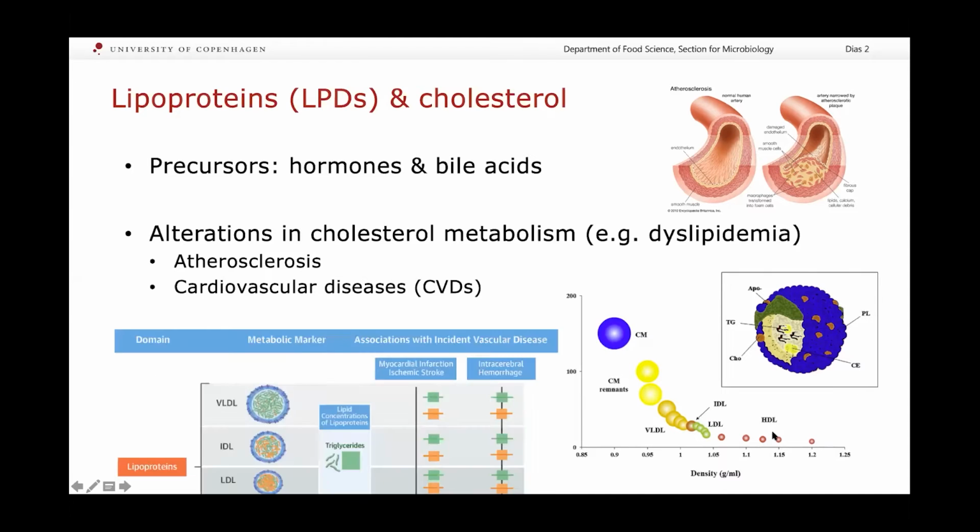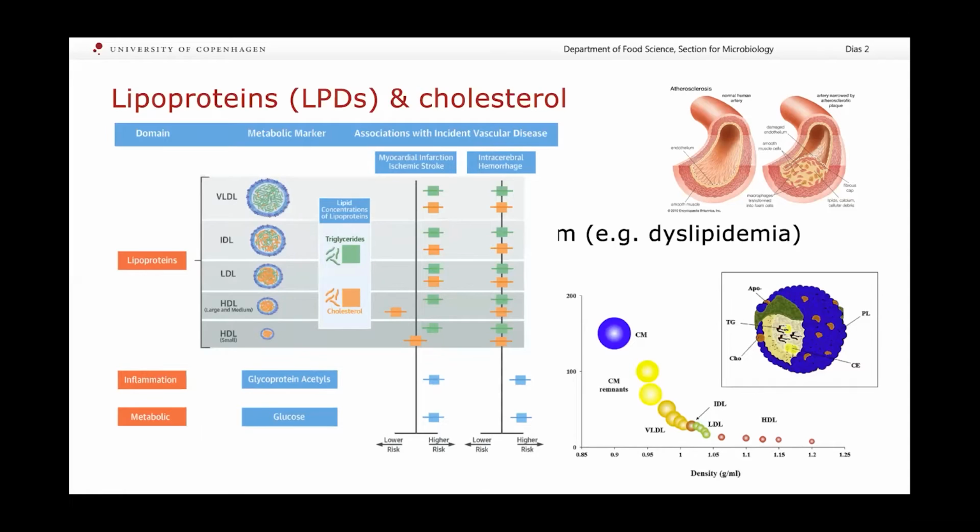And the reason why we are so interested in the different subclasses is because the different sizes of particles may tell us more information about the type of risk we have of developing some kind of cardiovascular disease. This is the case here of HDL, for example, where the larger particles tell us about a lowered risk for development of cardiovascular diseases, while small particles of HDL, like the one you can see here, basically don't really tell us anything about the risks.